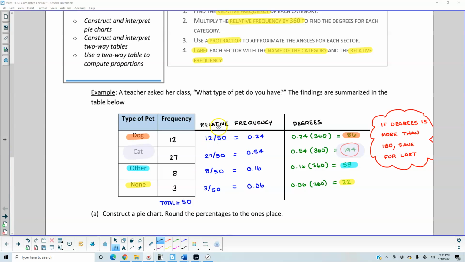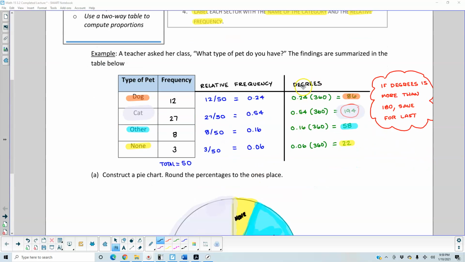Now to find the relative frequency, we're going to take each one of these separately and divide it by 50. So 12 divided by 50 is equal to 0.24. 27 divided by 50 is equal to 0.54. 8 divided by 50 is equal to 0.16. And 3 divided by 50 is equal to 0.06.